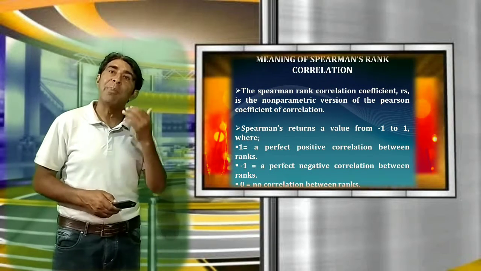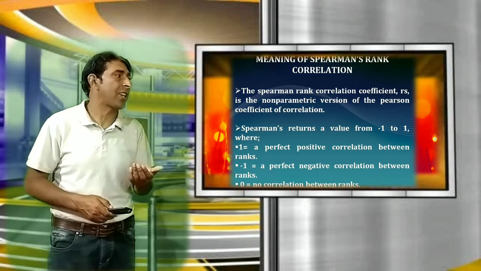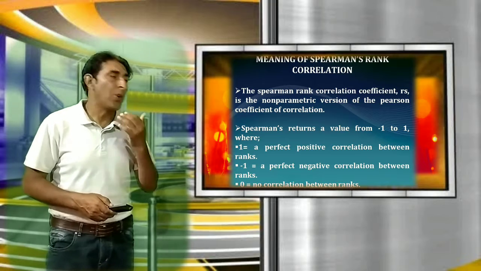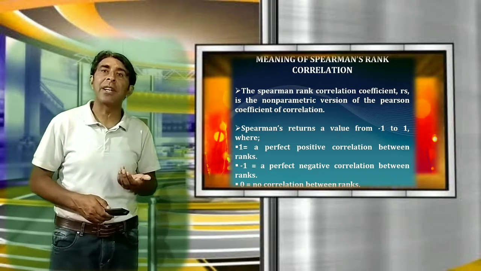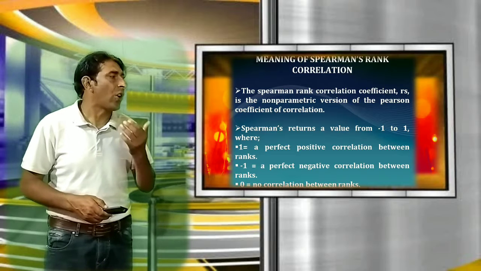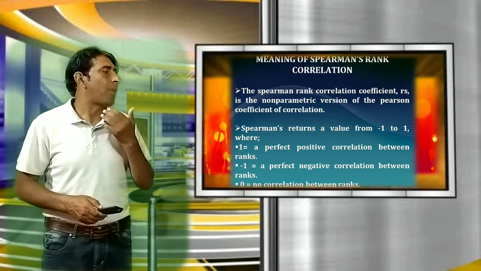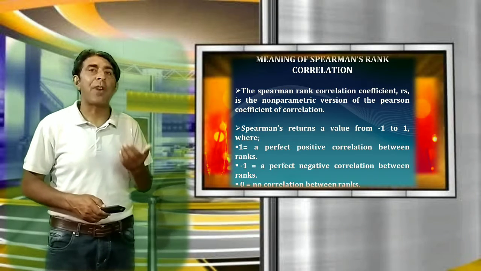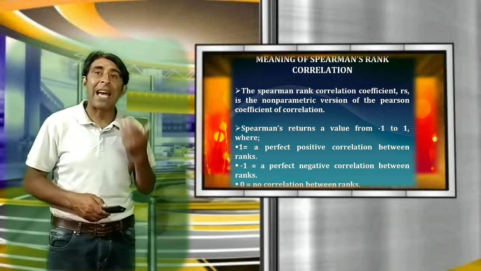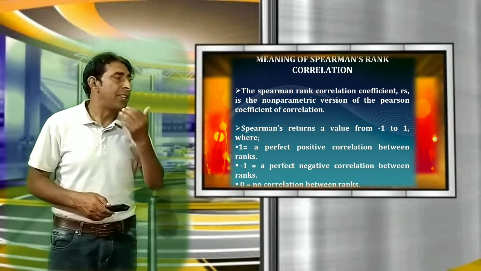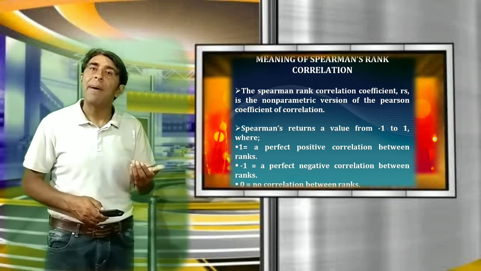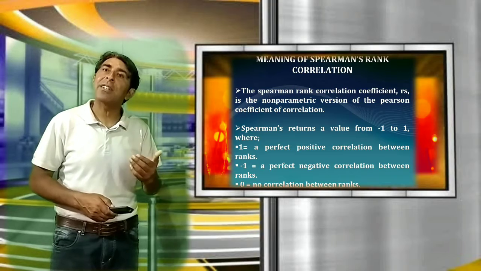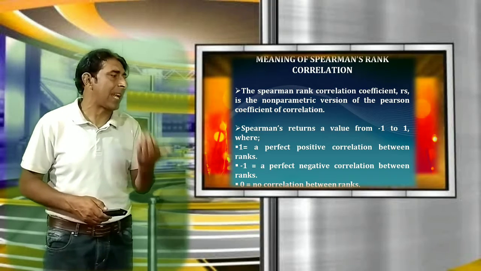Before we go through the computation of Charles Spearman's rank correlation, let us have a brief reflection on the meaning of Spearman's rank correlation. You know that the Spearman's rank correlation coefficient, denoted by rs, is the non-parametric version of the Pearson's coefficient of correlation. Spearman's returns a value from minus 1 to plus 1, where plus 1 denotes a perfect positive correlation between the two ranks and minus 1 denotes a perfect negative correlation between the two ranks.